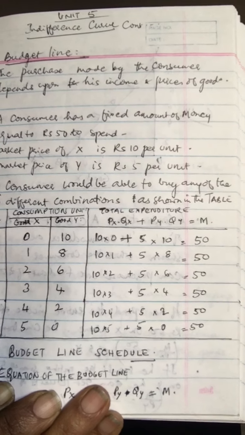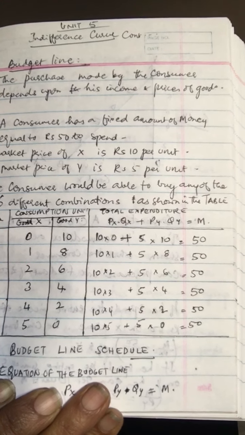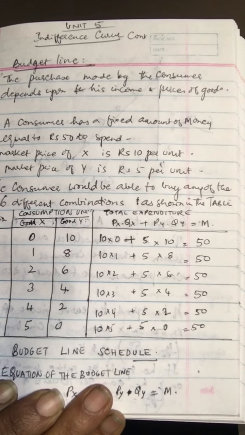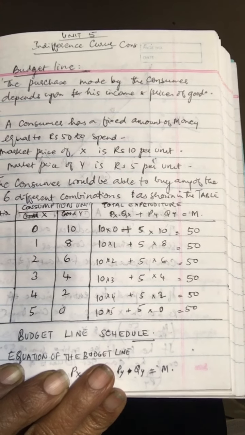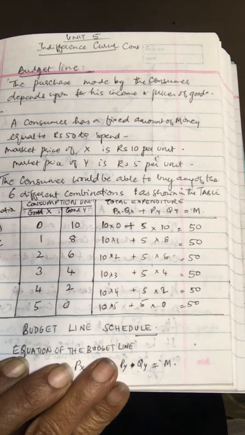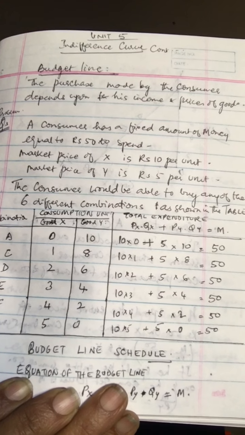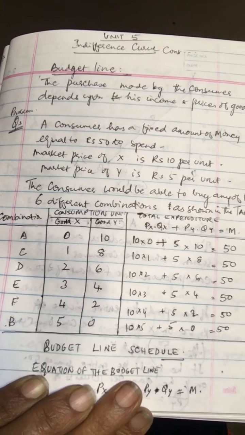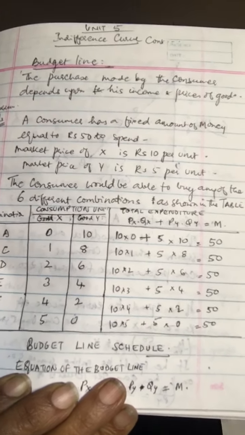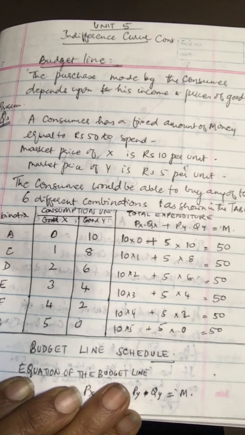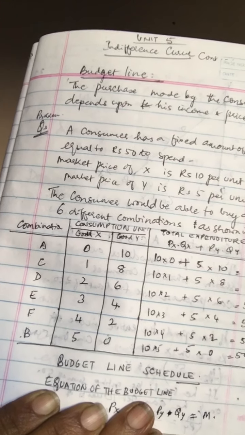Suppose he takes the second combination, C. What do you find? He buys 1 of good X and 8 of good Y. So 10 into 1 plus 5 into 8 is equal to 50. 5 8s are 40 plus 10, and so on. So these are what is known as the budget set. What does a budget set tell you? These are the combinations that he is going to make with this constraint of his money income and the prices, or we can also say the market rate of exchange, which we'll do later. Here we are just going to talk about the equation of the budget line.